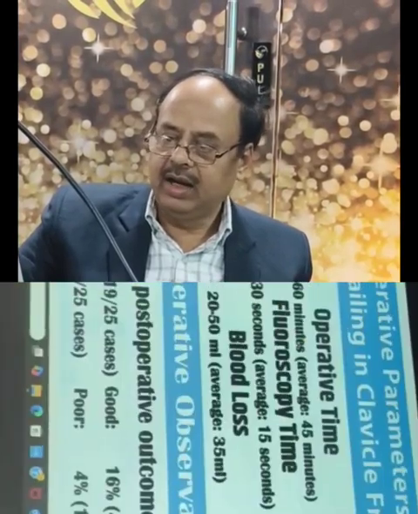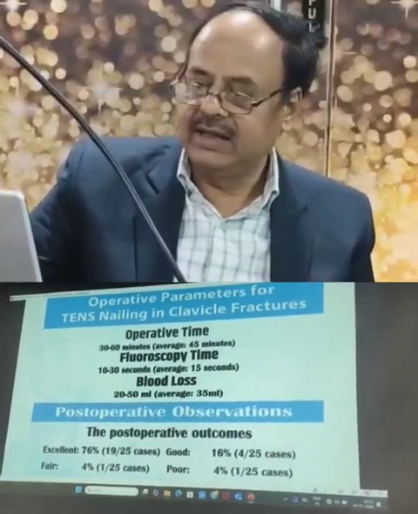So for the post-op protocol, immediately post-op we did pain management and immobilization of the limb. After 2 weeks, wound inspection and suture removal. At 6 weeks, radiological follow-up for fracture healing, and by 12 weeks, functional assessment of the fracture healing, and finally, if required, the implant was removed at 12 weeks. The 6-month final follow-up was done in all our cases.